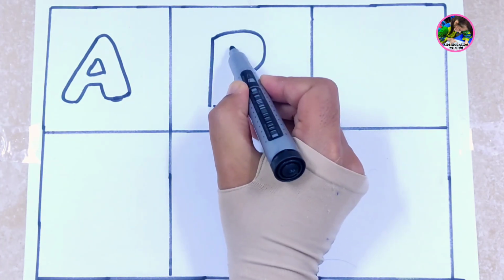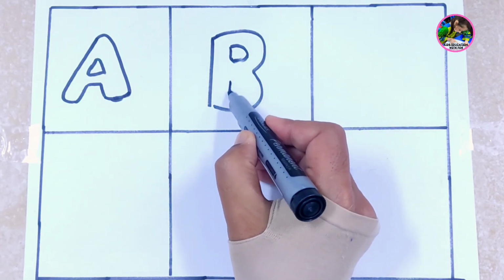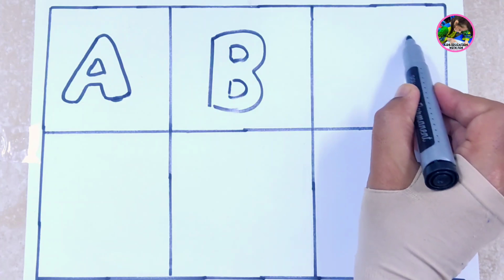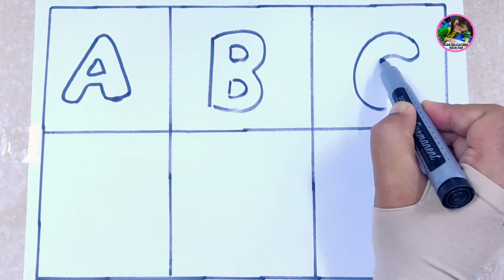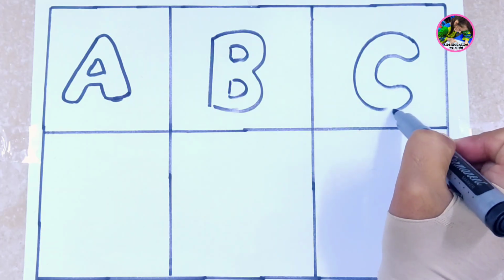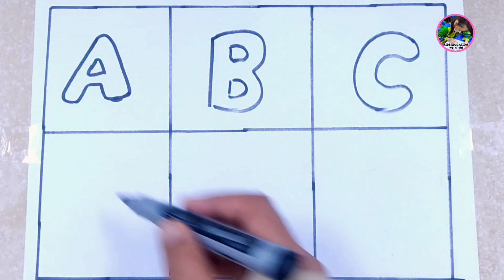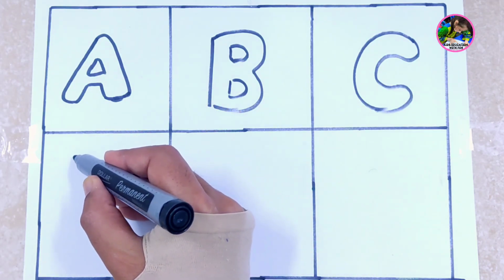B. This is letter B. B is for banana. C. C is for cherry. Let's draw letter D.